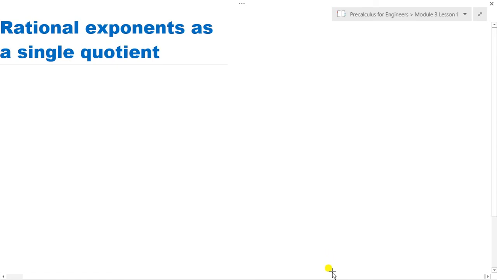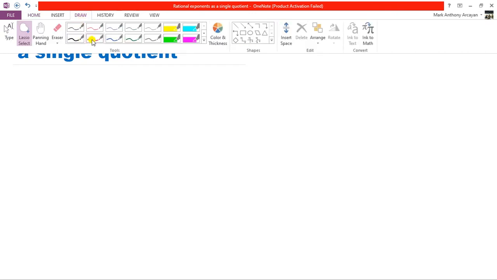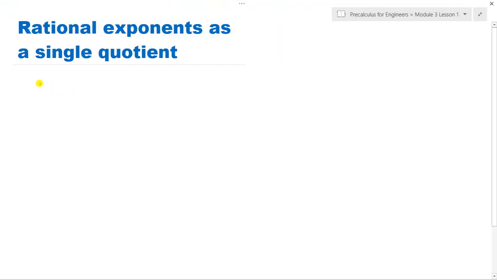Let's say you are given this type of problem. So ito, we have x squared plus 4 then raised to 1/2 minus x squared times x squared plus 4 raised to negative 1/2. So yung isa dito 1/2, dito negative 1/2, all over x squared plus 4. So in this case, i-eliminate muna natin yung negative exponents.